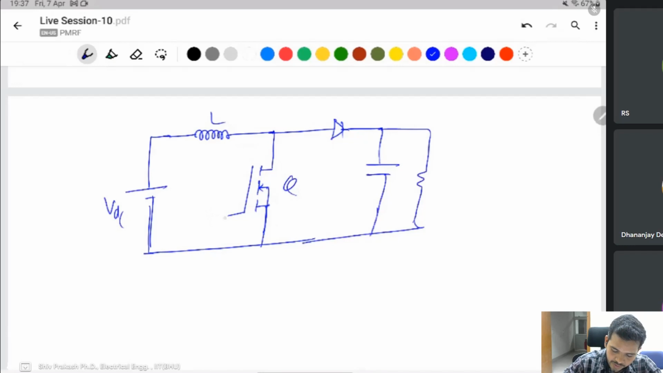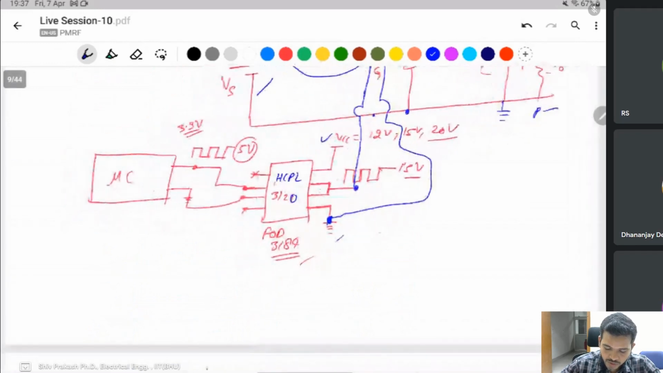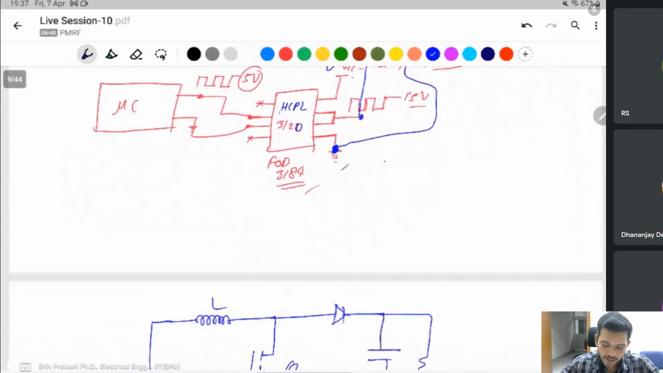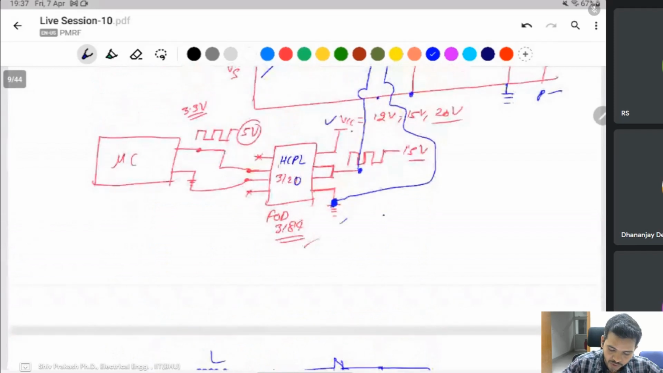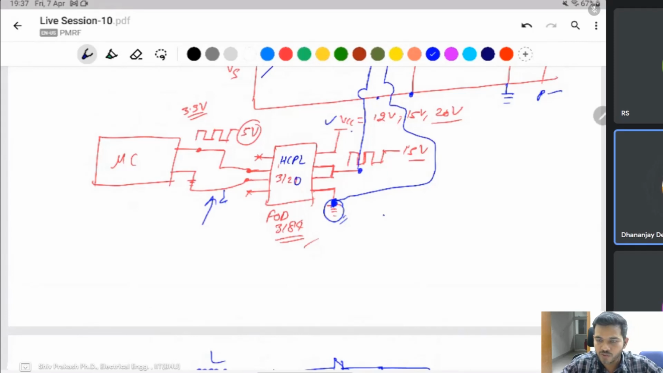This one is the gate. In this condition, both grounds are the same. This one is ground, and this one is also ground. In the boost converter, you can connect directly from the microcontroller ground and give the pulse directly. You have a microcontroller ground and a driver ground, and you can connect all the grounds together.